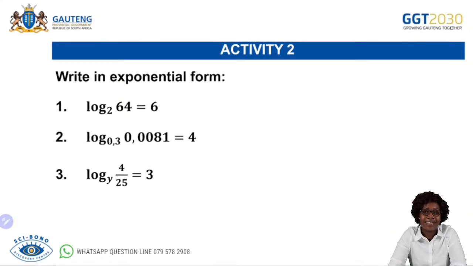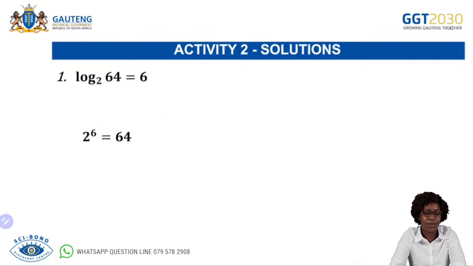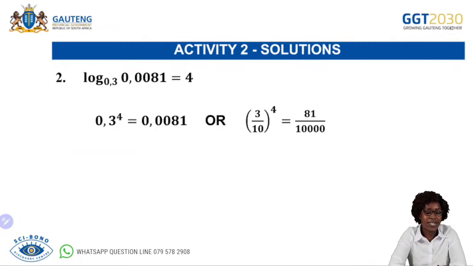Welcome back, grade 11s. I hope that we all managed to work through the 3 questions that I had given you. Right, on to the solutions. The first one, we had the log of 64 to base 2 equal to 6. When we change this to exponential form, it becomes 2 raised to the power of 6 equal to 64. Well done. I know you all managed to get this one right. Moving on to the next one.